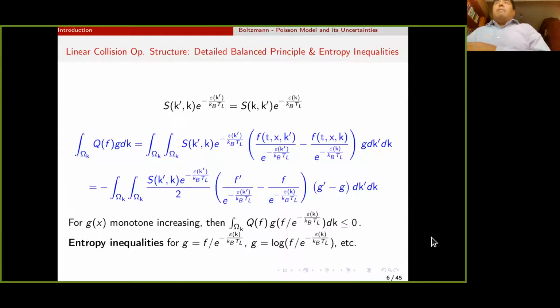And okay, you have basically this detailed balance principle, even with the Dirac deltas, in a weak sense or in a distributional sense. And one typically knows for these models that essentially you have some entropy inequalities because you have a linear operator in the collision. And as long as you have a monotone increasing function, you can prove some entropy properties. And you have basically an L2 type of entropy with the function G equal F divided by the Maxwellian, or the typical Shannon entropy with G proportional to the log.